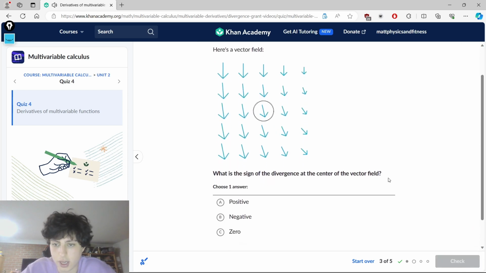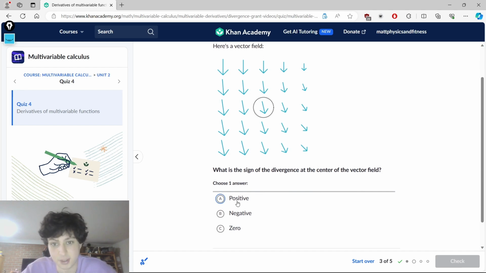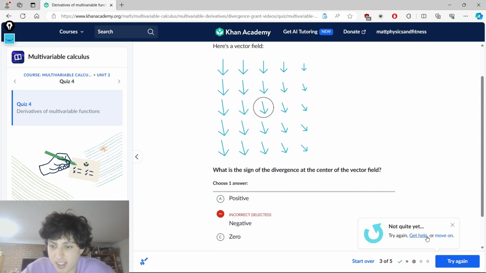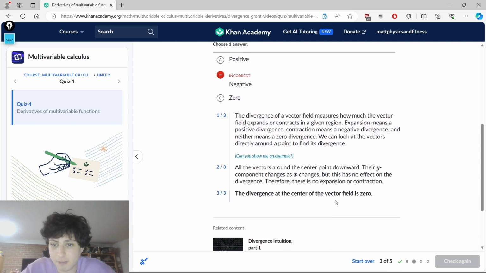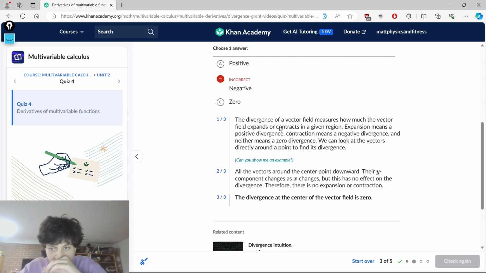Here's a vector field. What is the sign of the divergence? I don't know. Negative? Going down. What? Oh, because it's all going in the same direction, maybe? Divergence is how much the vector field expands or contracts. Expansion means a positive divergence, contraction means a negative divergence. We can look at the vectors. All the vectors from the center point are going downwards. Their y component changes as x changes, but this has no effect on the divergence.